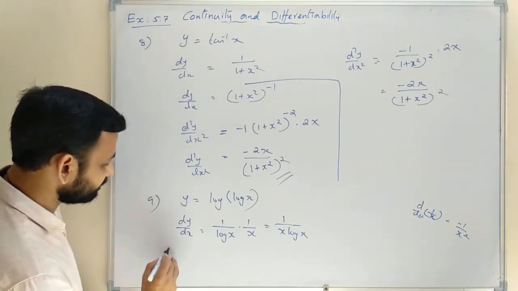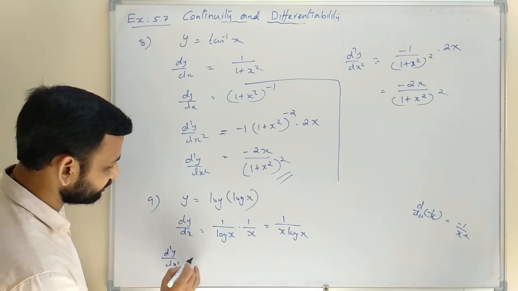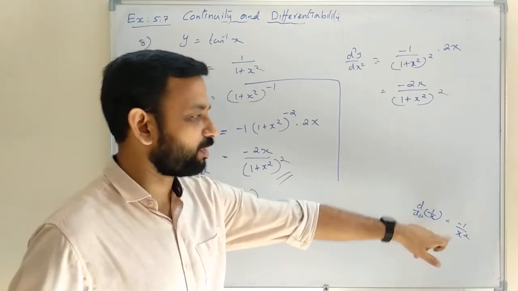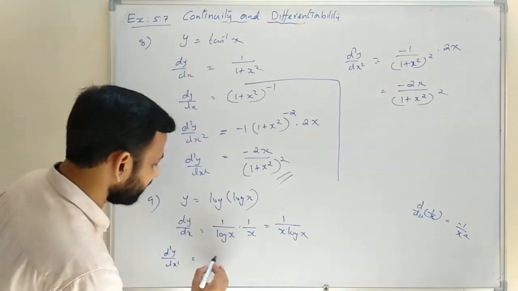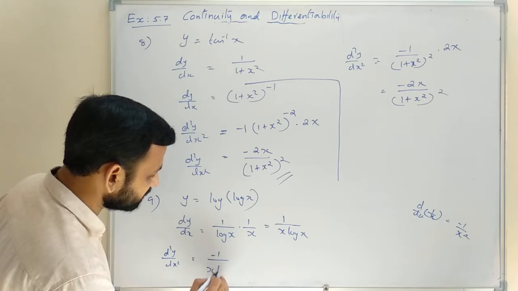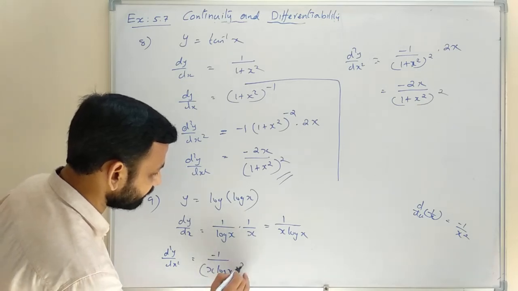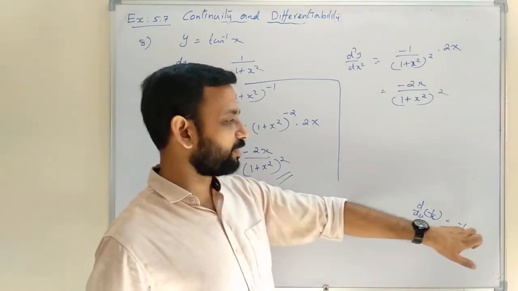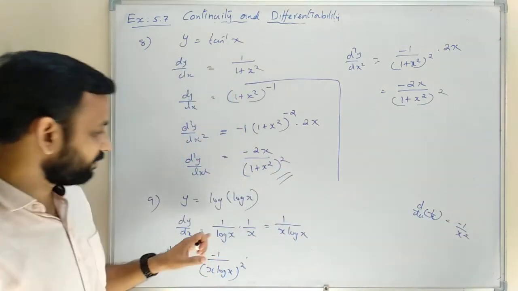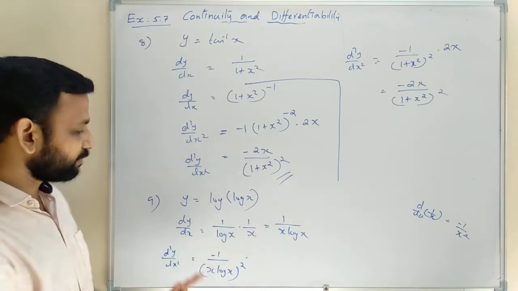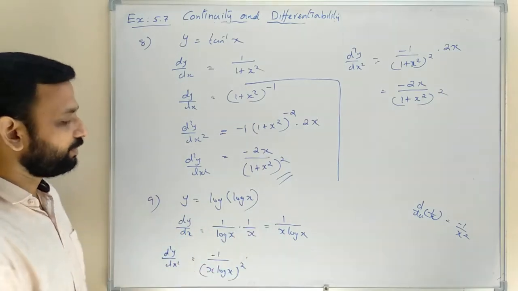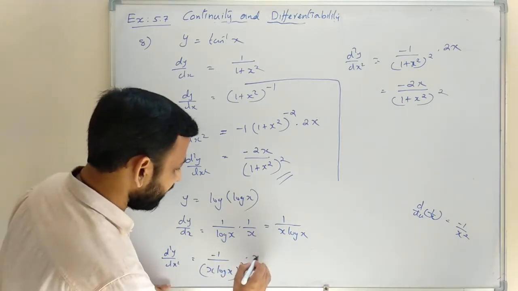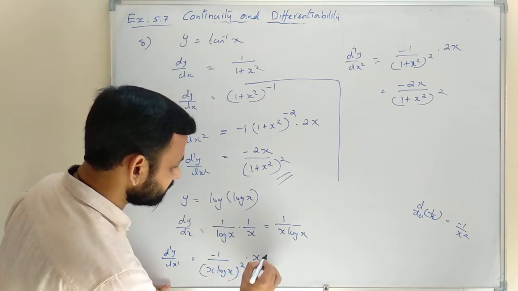So that is d square y by dx square. That is the derivative of 1 upon something, that is minus 1 upon the square of that expression. So we will write minus 1 upon x log x whole square into d by dx of 1 upon x log x, which is minus 1 upon x log x whole square into the derivative of x log x. Product rule we will apply. x into the derivative of log x, 1 by x.